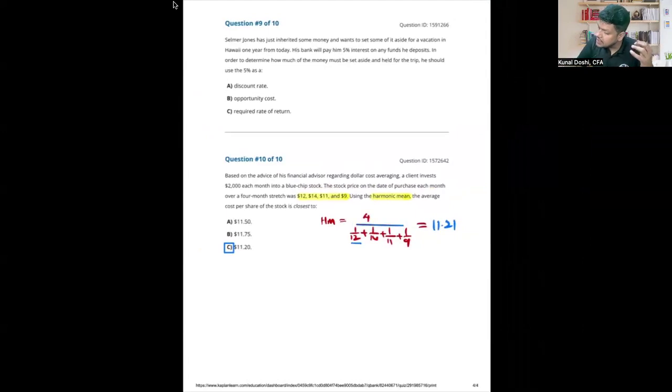The technique: we take the inverse of the individual numbers and store it. Then 4 divided by the summation of all 4, or you can simply sum it up, inverse it, and multiply with the numerator.